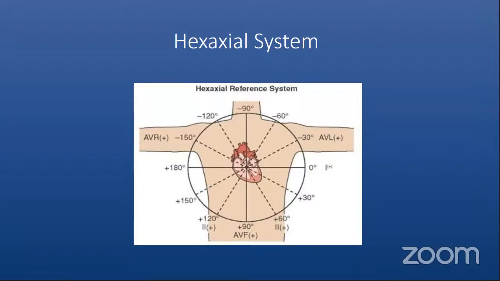The positive poles of the augmented limb leads, AVR, AVF, and AVL, are towards the right shoulder, the left leg, and the left shoulder. So this hexaxial system, if you understand it very well, becomes very easy to use to calculate or to look at the heart axis.